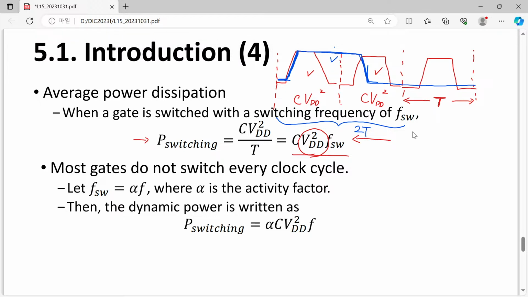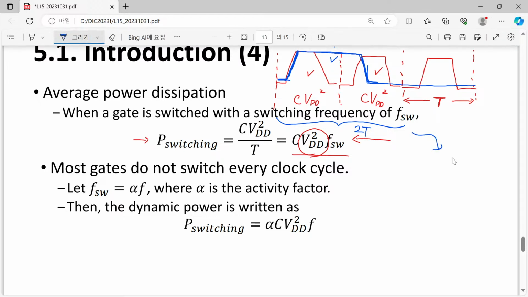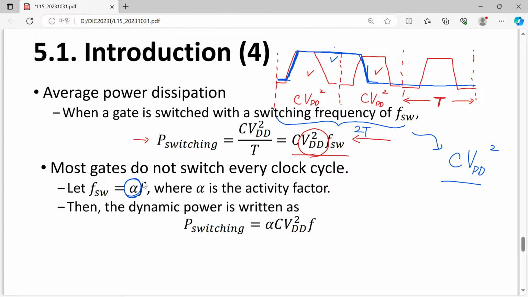Then my question is, how much energy is dissipated by this blue signal? Then you can immediately understand this is the case. Power consumption is just half. So now we have introduced a certain factor to describe the busyness. How busy is it? Or how active is it?